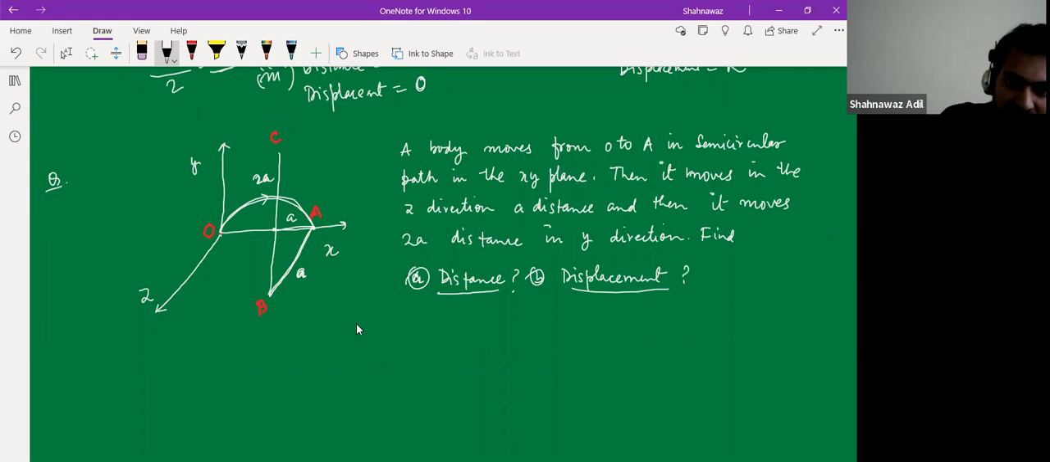So what will be the distance and what will be the displacement? Distance is the total path length.